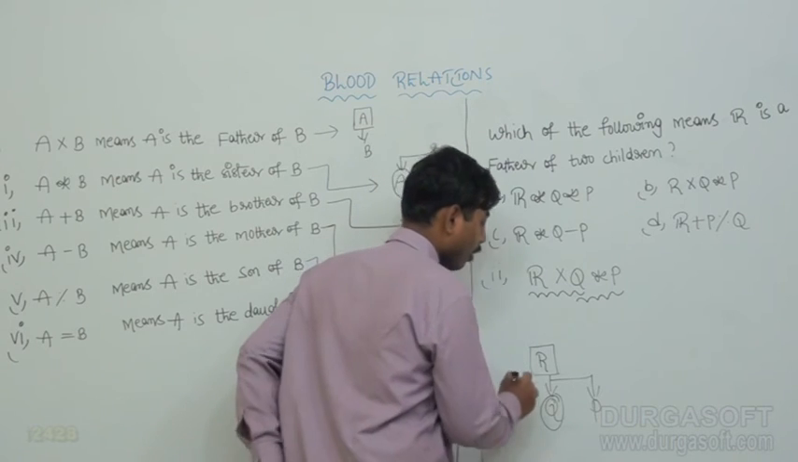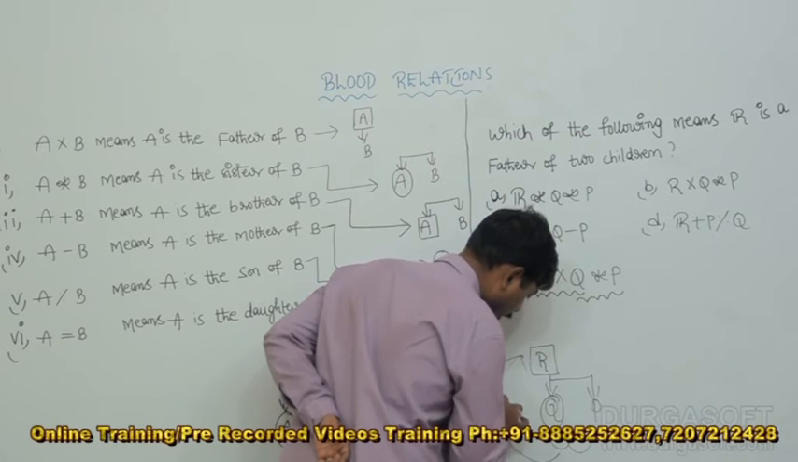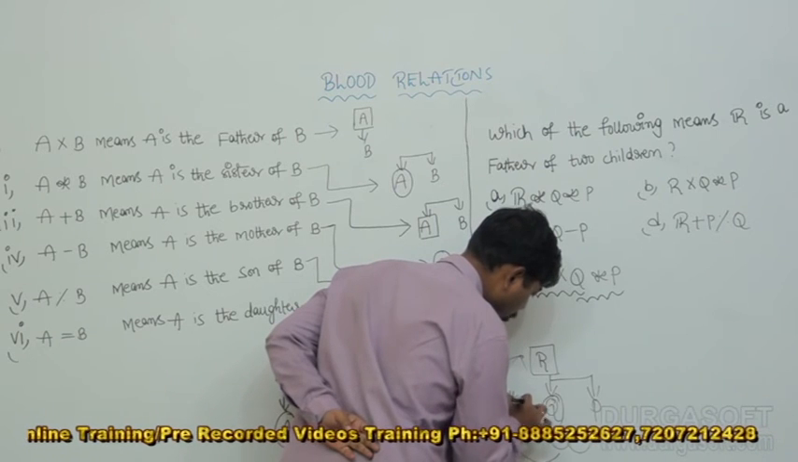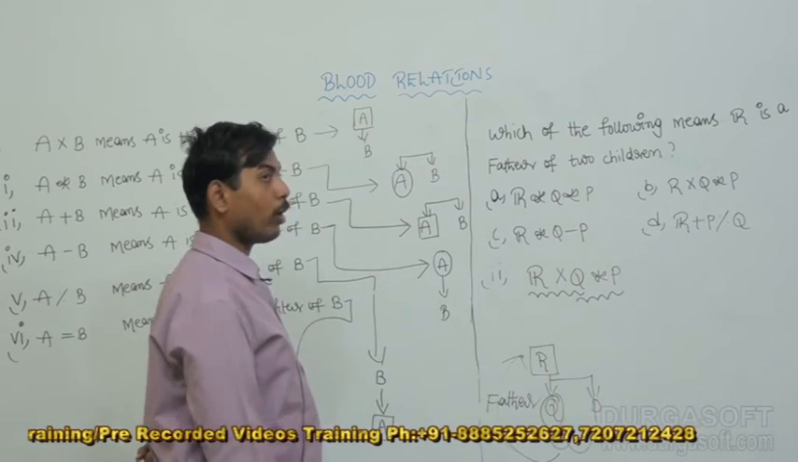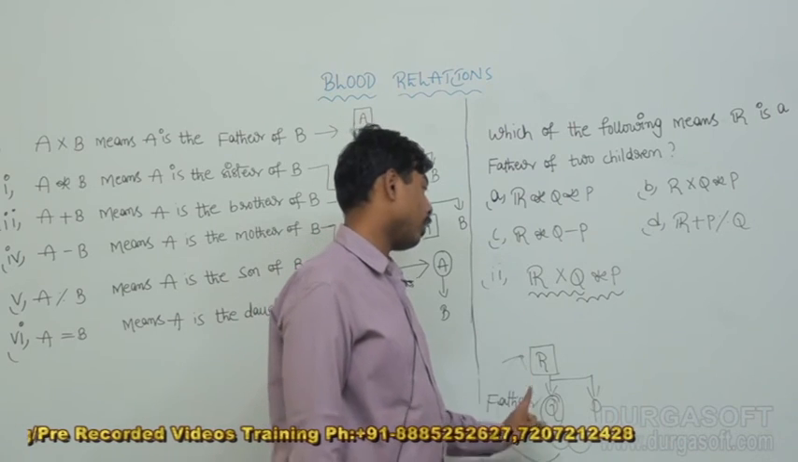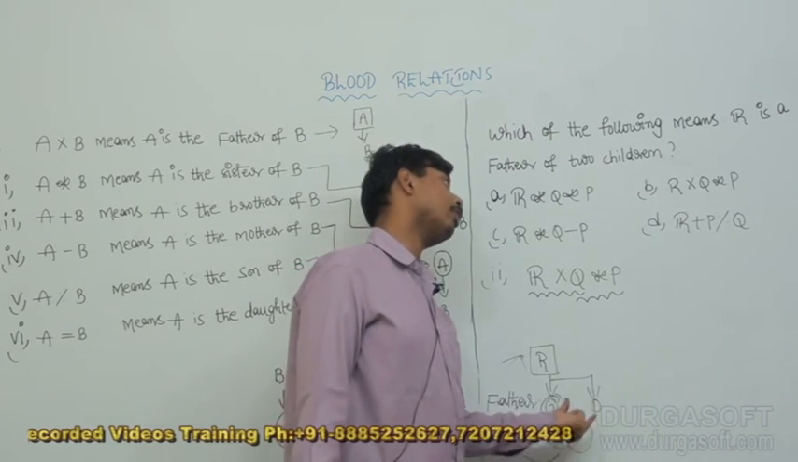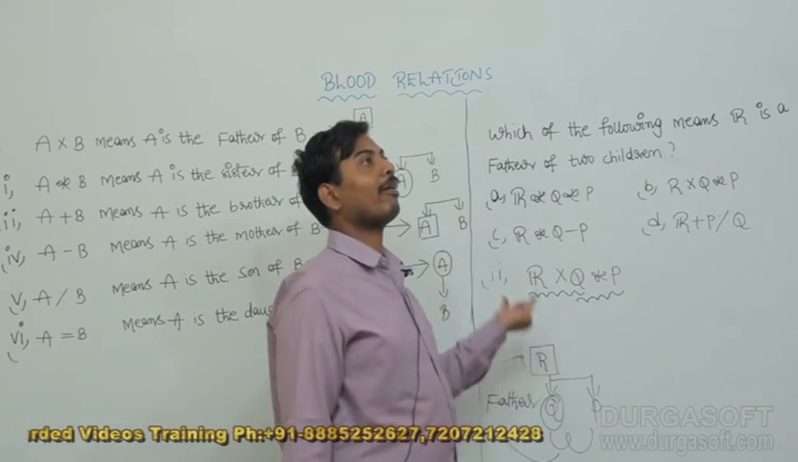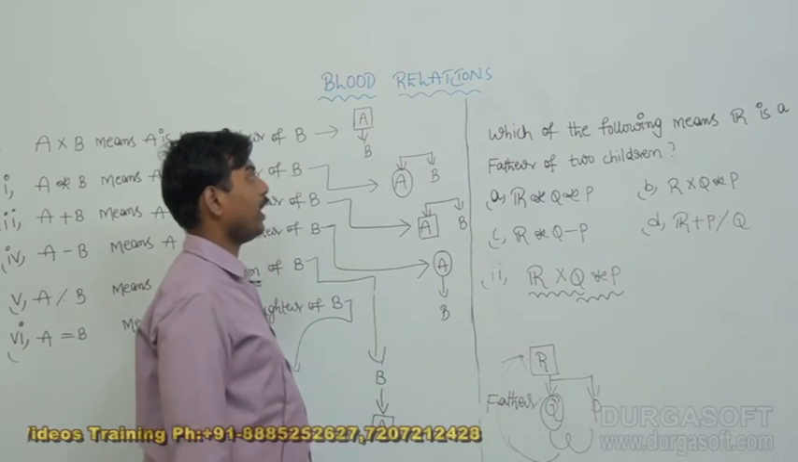R is the father of Q and P. Alright. R is the father of Q and P means R is in the previous generation, and Q and P are in the next generation. Anyhow, Q and P are the children of R. That is the condition we got in that question.